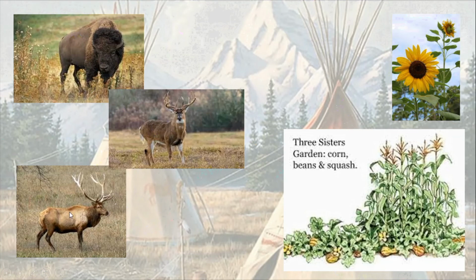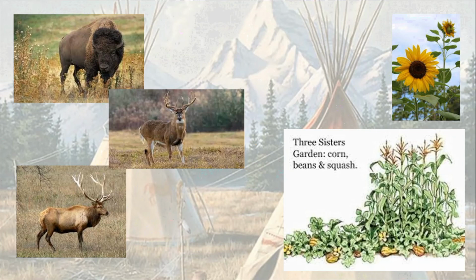So on your note sheet where it talks about farming, you can put down that they grew sunflowers, corn, beans, and squash. And then where it talks about hunting, you can put down that they hunted deer, elk, and buffalo.